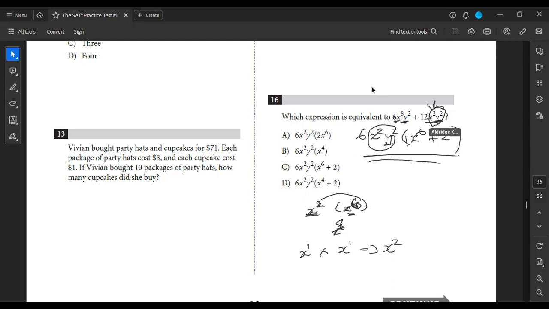Hopefully that makes sense. Everyone's good? Yes, sir. Makes perfect sense. Sure. All right. So answer is C, right?